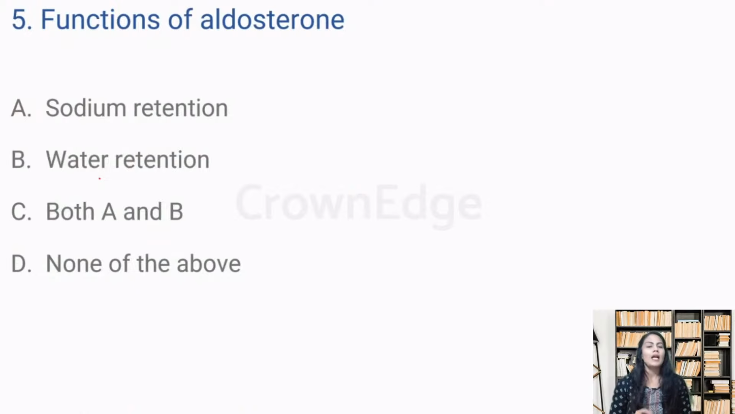Okay, let's move on to the next question. Function of aldosterone. So what is the function of aldosterone? We know that it helps in sodium retention. Okay, how?